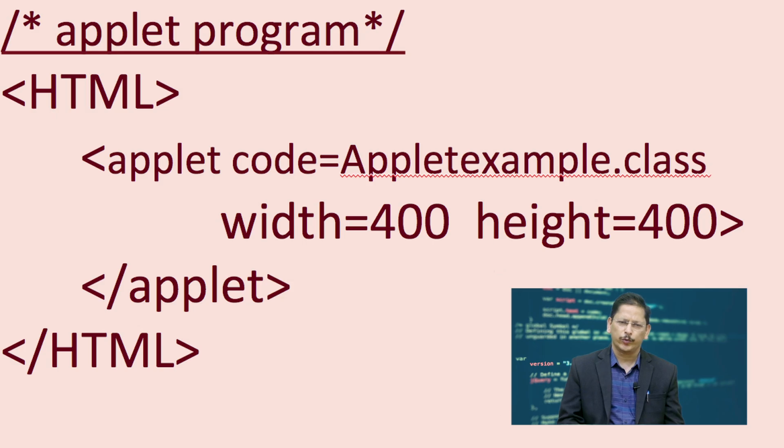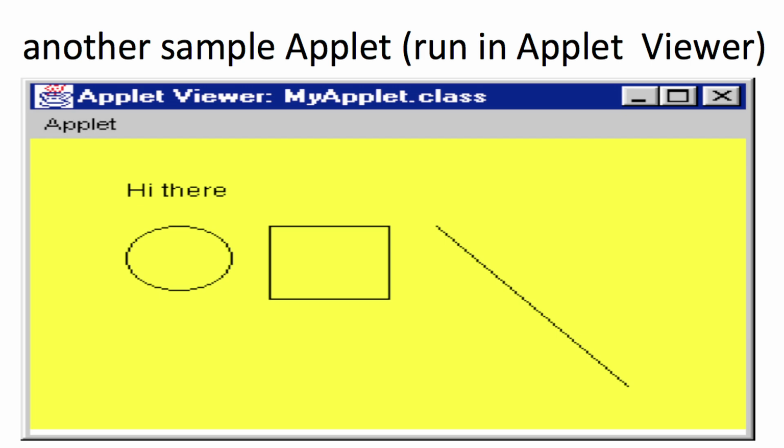So these are two programs, a set of two programs for the applet. Now see one more window. This is the output window. We can execute the applet program by the applet viewer function. So in this function we can directly run the applet program. Here we have three shapes: first is the oval shape, second is rectangle, and third is line, and Hi there is the string. So we have to display all these by applet program. So this is the output, we need this output.